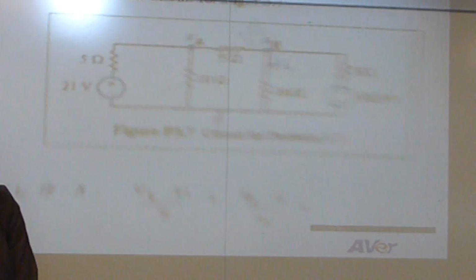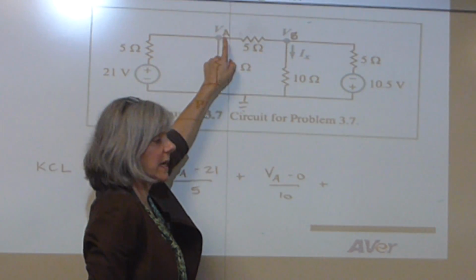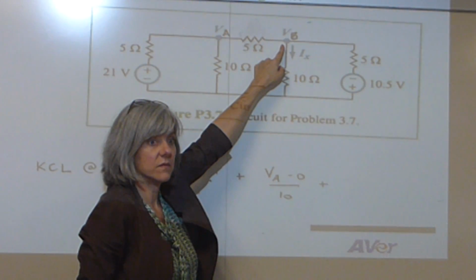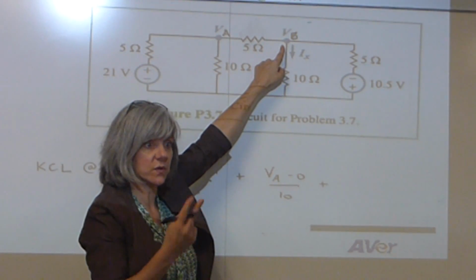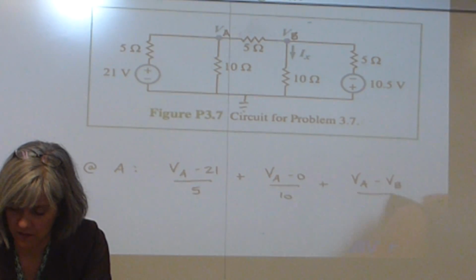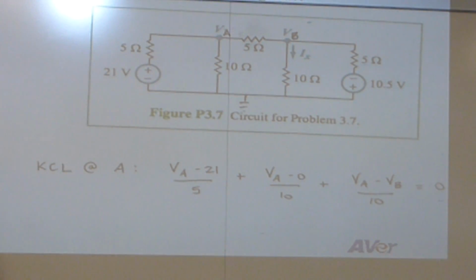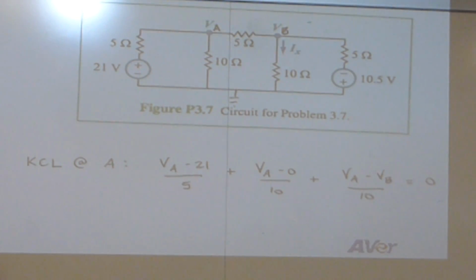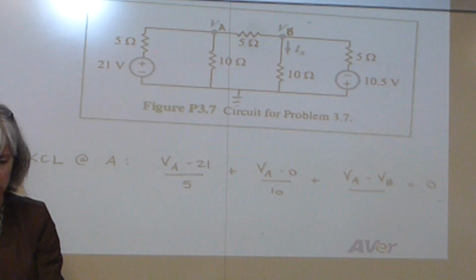And then I have V sub A minus, what's on the other side? V sub B, write it down. That's fine. You're going to have two equations in two variables, so it's fine to use them both. So V sub A minus V sub B over 10, and that equals 0. Yeah, it is over 5. Yes, thank you. That's my first mistake of the evening. I'm tired.